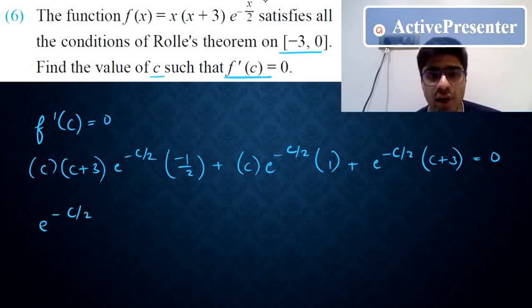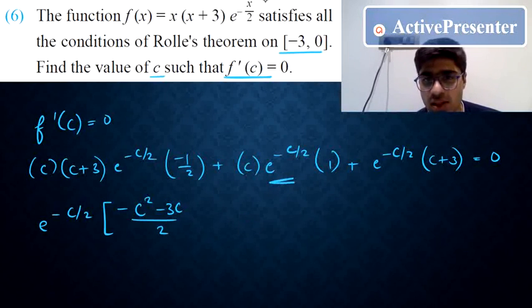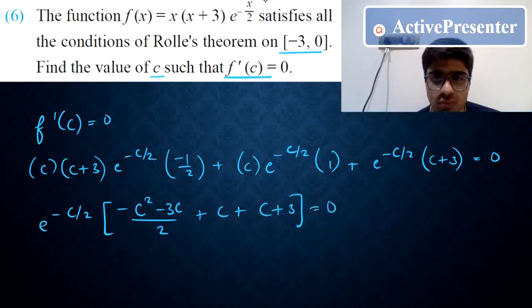You can pull out e power minus c by 2 common from every term, that will give you c plus 3 and minus half. So you have minus c square minus 3c divided by 2, plus this has come out common and you are left with a plus c from this term, plus from here you are left with c plus 3. E power minus c by 2 can never be equal to 0 because any power of a positive number can never give you 0. So that e power minus c by 2 can be taken on the left and 0 upon e power minus c by 2 will be 0 only. We are left with minus c square minus 3c.